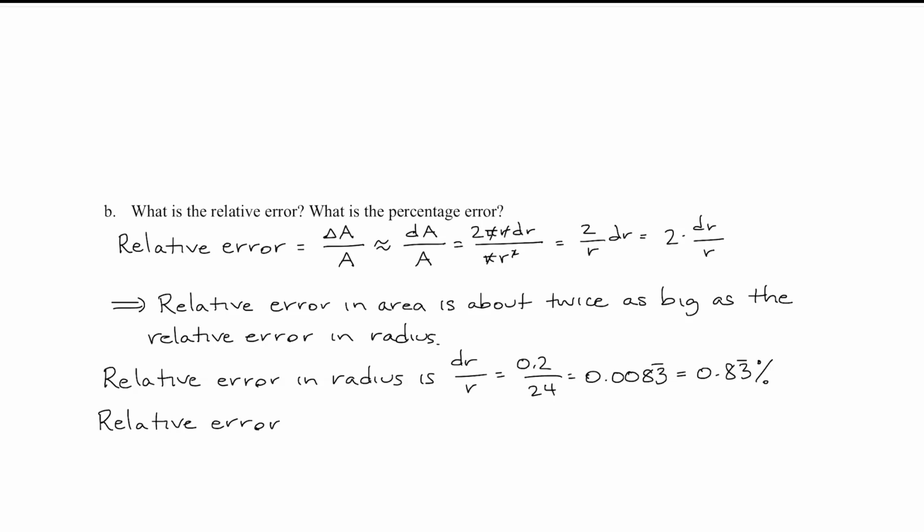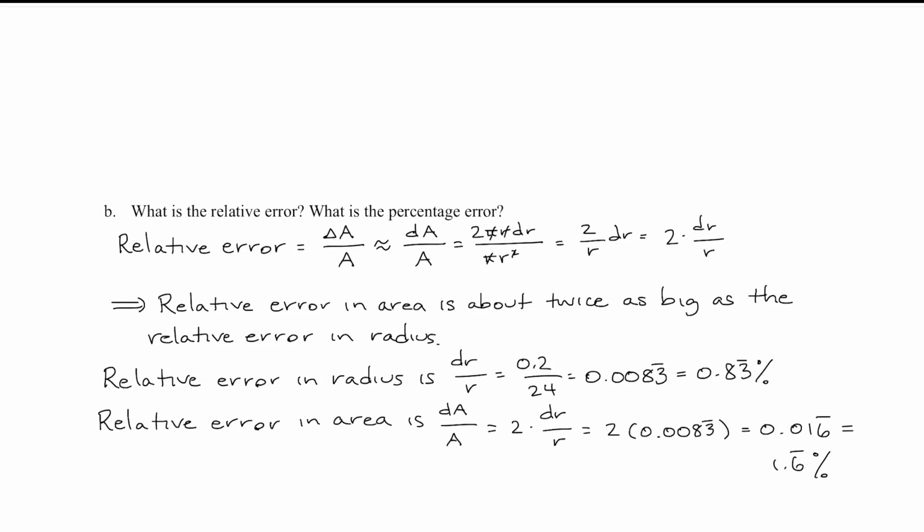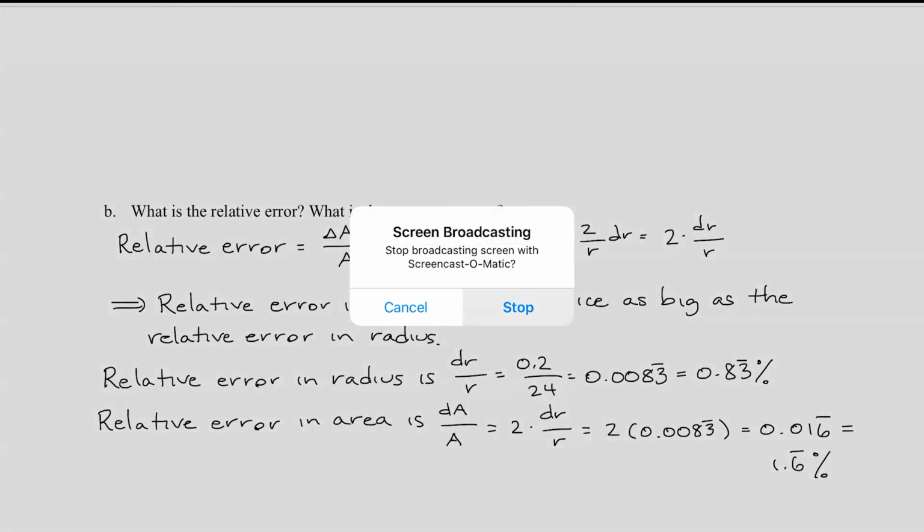The relative error in the area. Again, relative meaning relative to the actual amount of area. That's dA over A, but we found out that's twice the relative error in the radius, so that's 2 times 0.0083, also known as 0.016, or as a percentage, 1.6%.